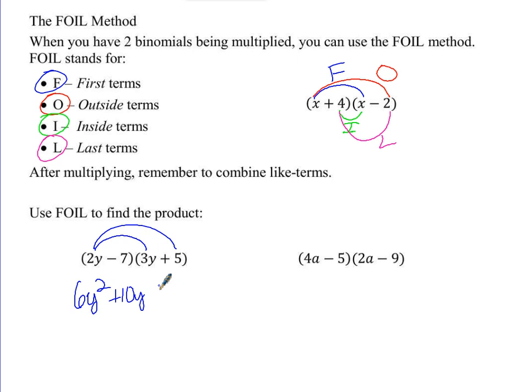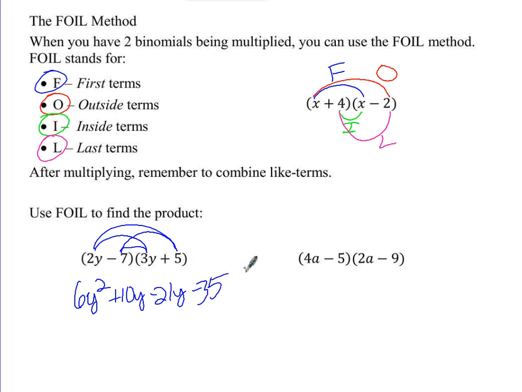What's my next one? The inside terms, or the inner terms. That's which two? The negative 7 and the 3y. So I'm going to go negative 7 times the 3y, and I get negative 21y. And then the L is the last terms in the binomials. The last term in this binomial is that negative 7. I'm going to multiply it times the last term in that binomial, which is that positive 5, which gives me what? Negative 35.